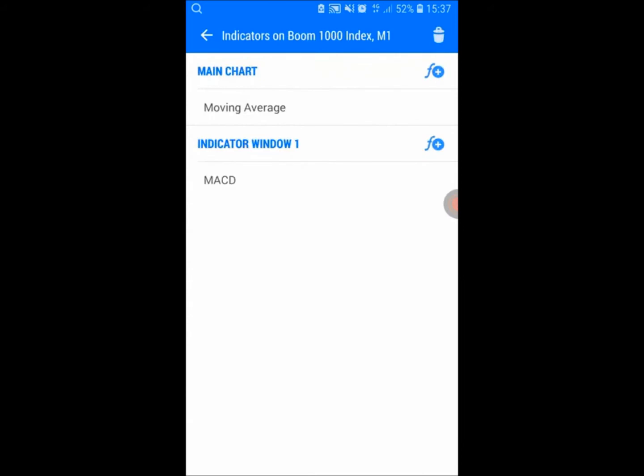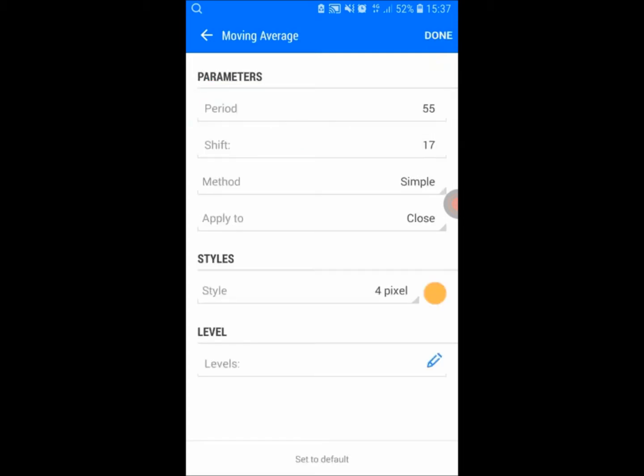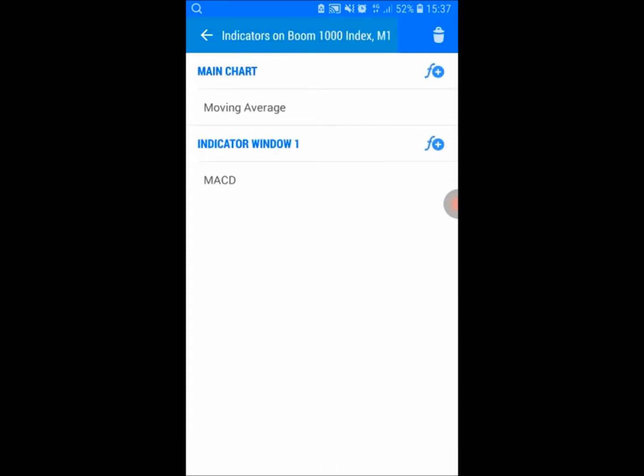As you can see, this strategy comprises only two indicators, the moving average and the MACD. What are the setups? For the moving average, the period is 55, shift 17, method simple, apply to close, style four pixel, color for me it is gold. You click done, but for me I just go back since I've already saved them.